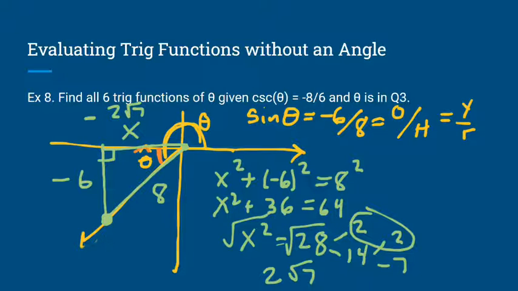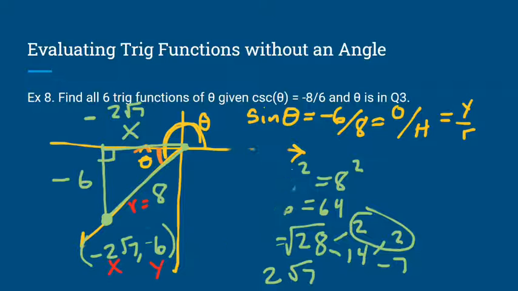So we're going to go from the origin, move to the left 2 root 7, and then down negative 6. So using our new definitions of trig, x would be negative 2 root 7, y would be negative 6, and r would be 8. And now I'm just going to plug those into our formulas.